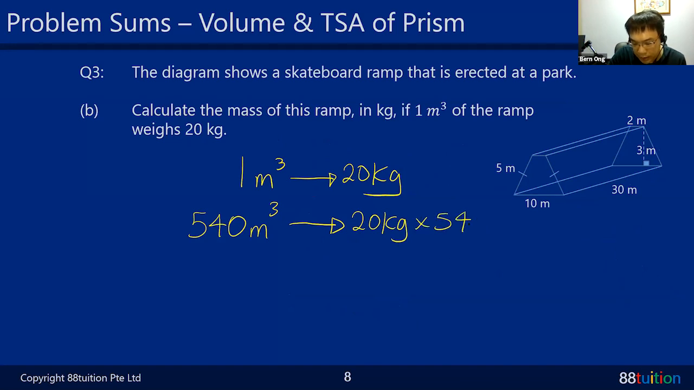All right, you can just press your calculator and multiply once again. 540 times 20. Answer is 10,800. The units must be kg. And that's your answer. Okay? So simple question like this, take and go. Go where? To the next question.